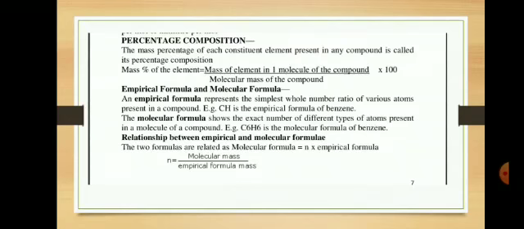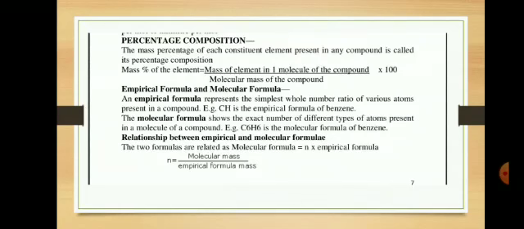Percentage composition. The mass percent of each constituent element present in any compound is called its percentage composition. Mass percent of the element is equal to the mass of the element in one molecule of the compound divided by the molecular mass of the compound, times 100.